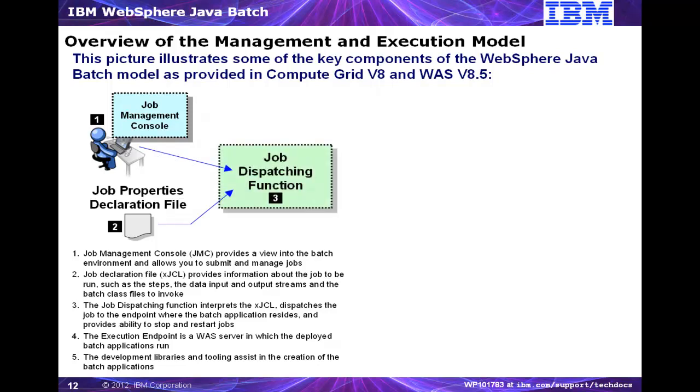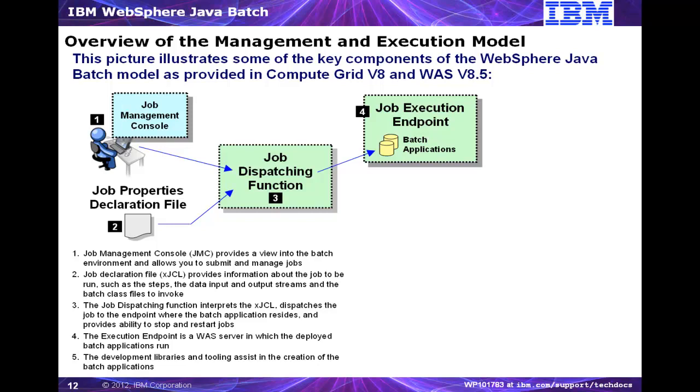The job dispatching function runs in an application server and provides a set of interfaces to users who submit and manage batch jobs. One interface is for browsers, as we saw earlier. The job dispatcher takes in the submission request and the XJCL. It reads and understands the contents of the XJCL, and then it turns to the application server where the batch application is deployed and signals to the batch job execution endpoint function to invoke the Java Batch class file. The batch job executes within the JVM of the WAS app server.